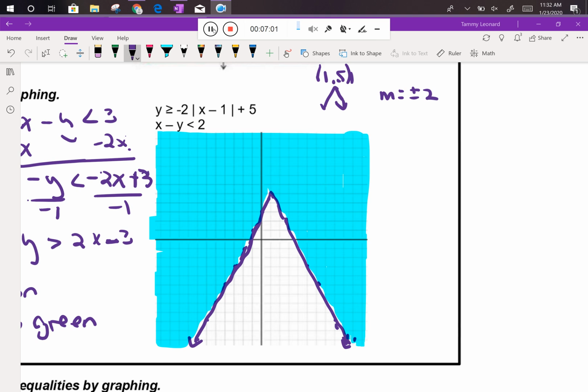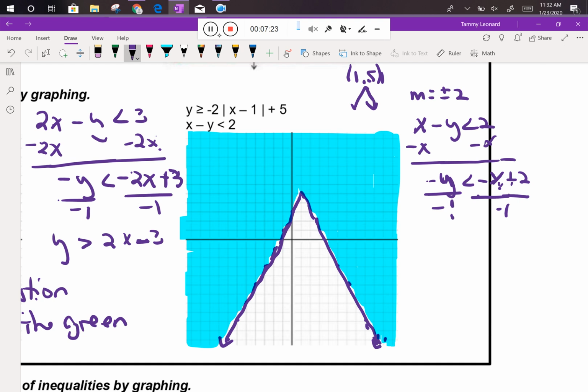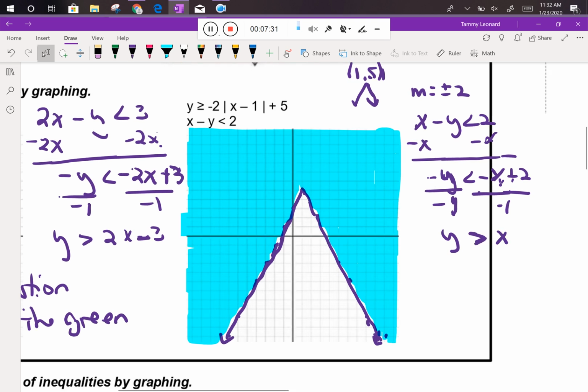Now we need to graph that standard form. I've got x minus y is less than 2. So if I subtract x from each side, we have negative y is less than negative x plus 2. And if we divide both sides by negative 1, we see that y is greater than a positive x minus 2.